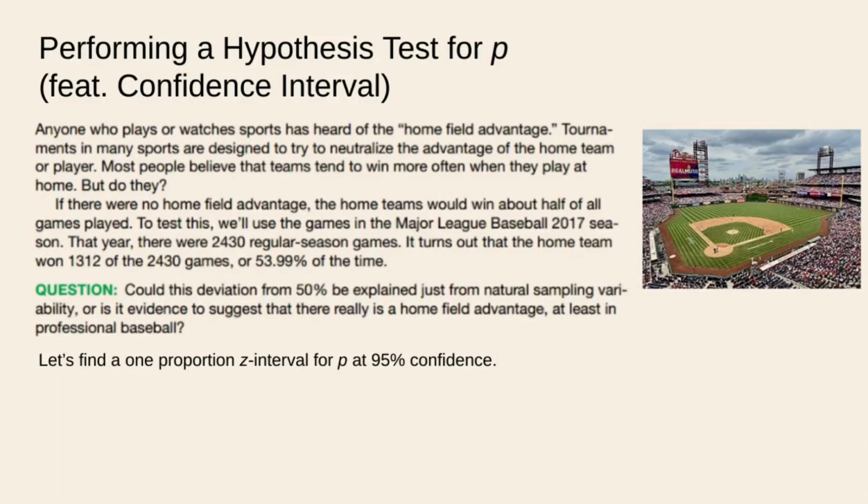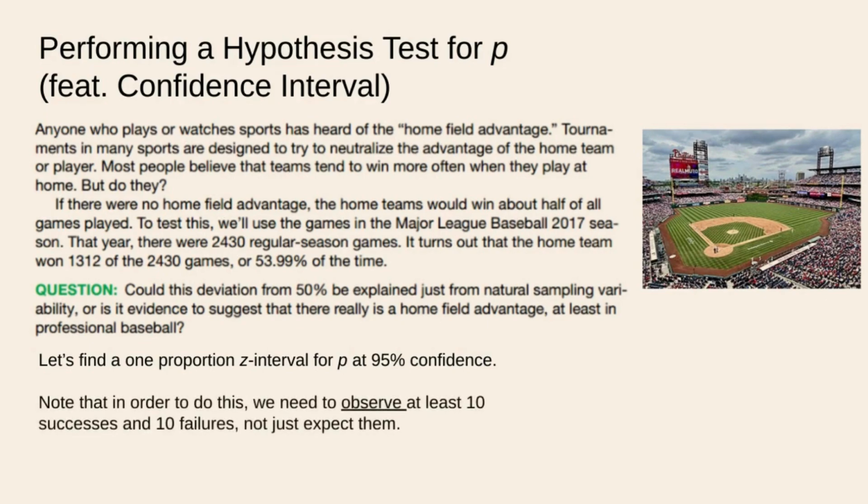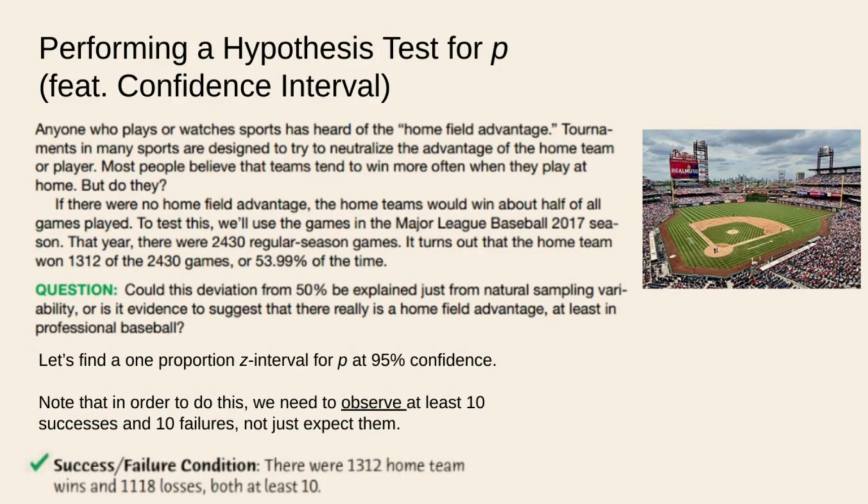Now, just to make sure that this result is applicable, I'm going to go through the motions a bit and check the conditions. We need to observe at least 10 successes and 10 fails, not just expect them, in order to do a confidence interval. There were 1,312 home team wins and consequently 1,118 losses. Both are at least 10. We have observed at least 10 successes and 10 fails. Therefore, we can form a 1 proportion z interval.